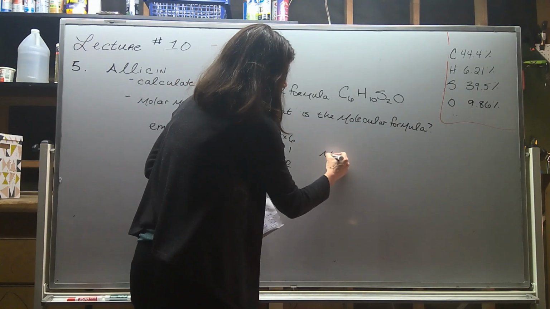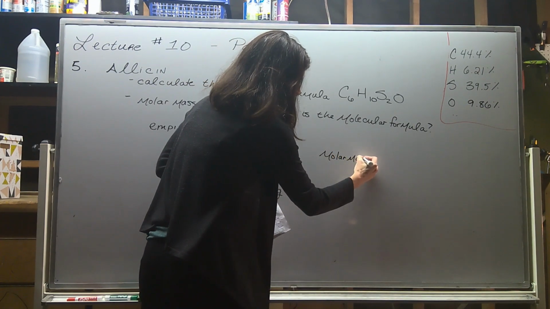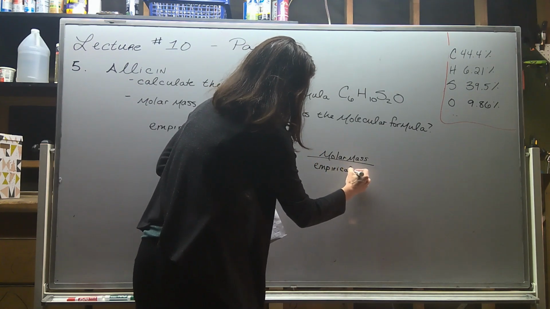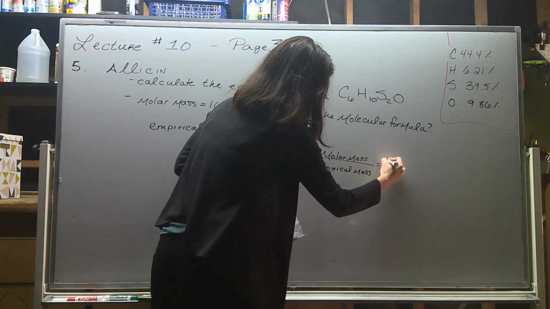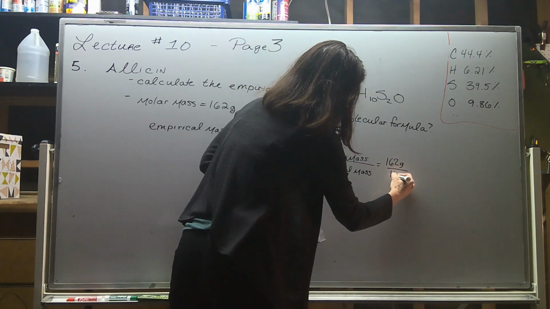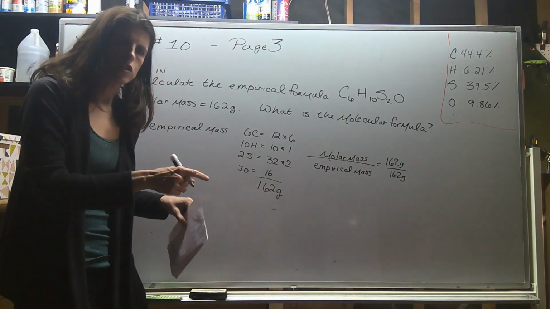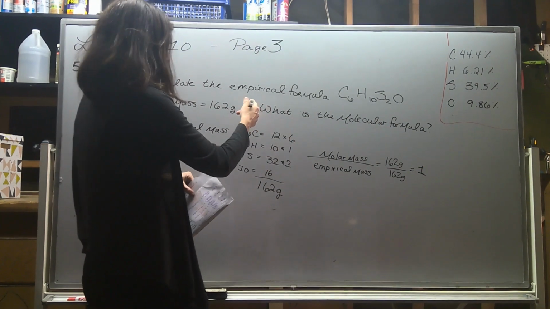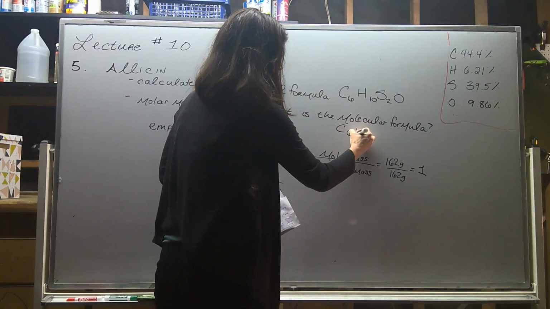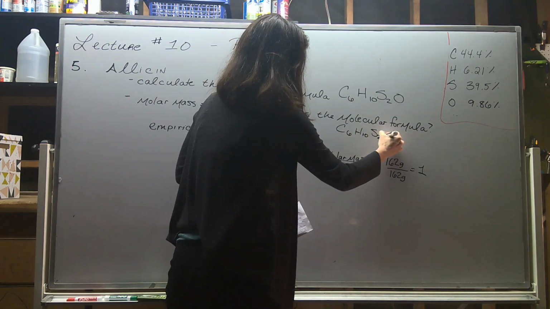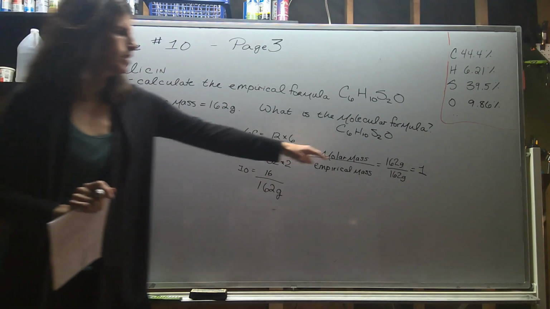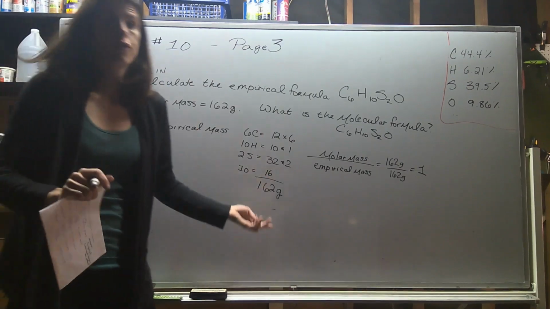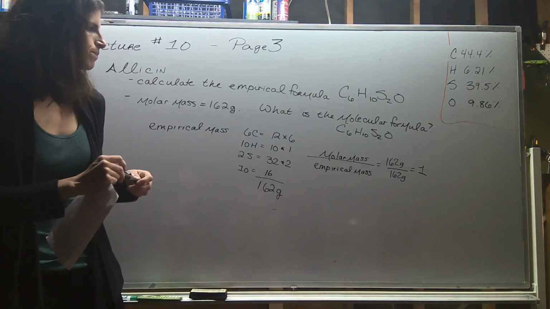What you can do is take your molar mass and divide by your empirical mass. In this case, 162 grams divided by 162 grams. That's going to give you the ratio between the two formulas. The ratio is 1, so our molecular formula is C6H10S2O. If the ratio was 2, then we'd have to double all this. And we're going to see a problem like that later on. Or if it was 3, you'd have to triple all the coefficients.